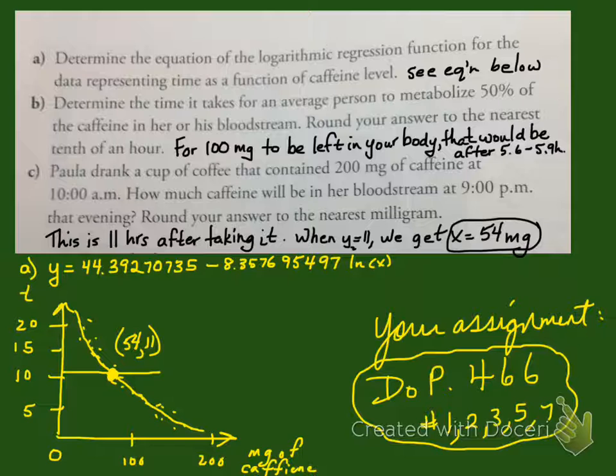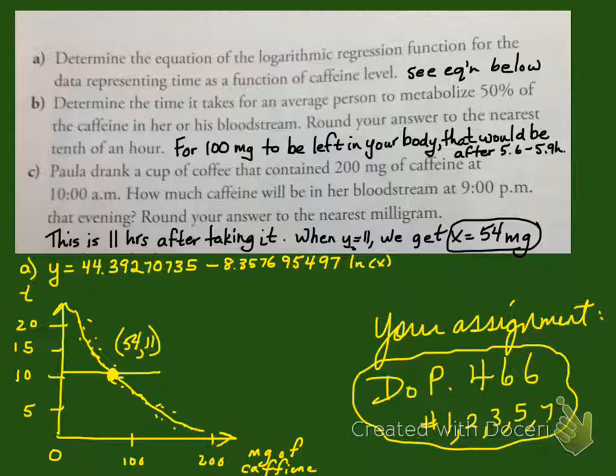So that's how we're going to be doing regression equations with log functions. We're going to plug the information in our calculators. We're going to generate an equation, and we're going to, from there, be able to answer the questions from our graph, just like we've done in past chapters.